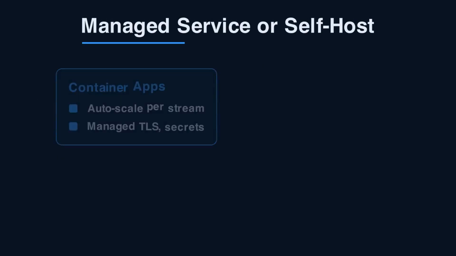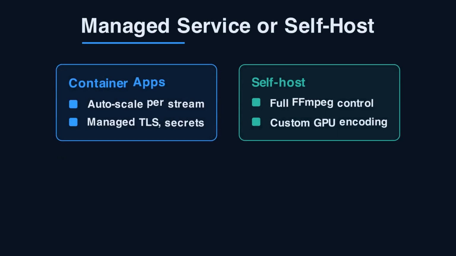One architectural decision remains. Run this in Container Apps or on your own machines. Container Apps scales per stream and handles TLS and secrets. Self-hosting gives tighter control over the FFmpeg pipeline. For most teams, Container Apps wins on operational cost. Reserve self-hosting for specialized GPU encoding needs. Pricing and limits shift, so check the current Azure docs before committing.